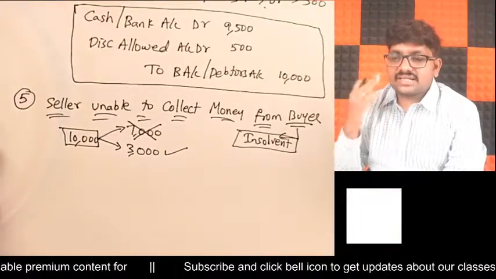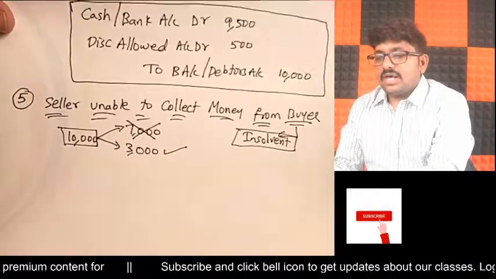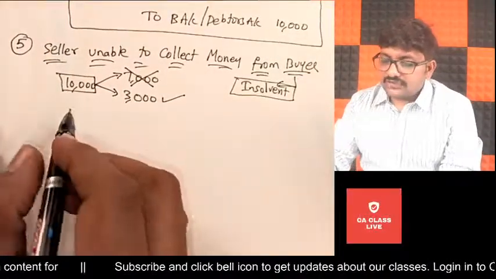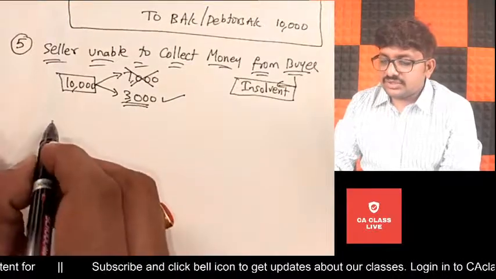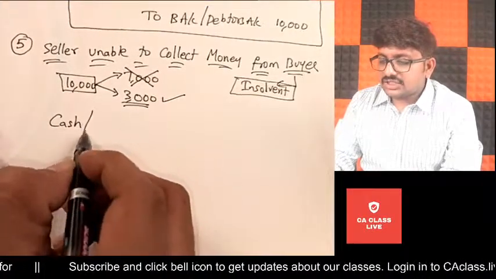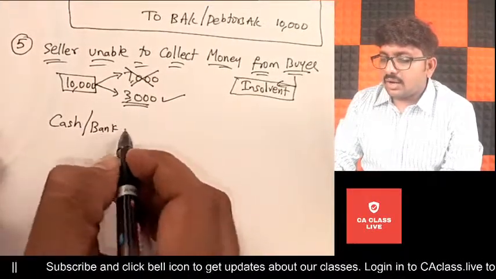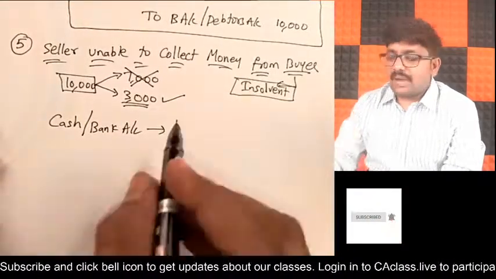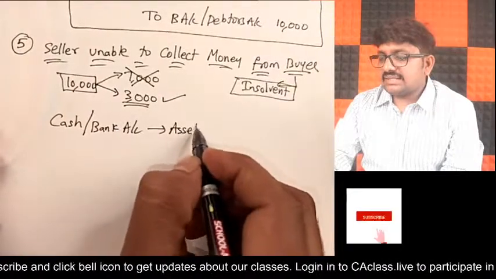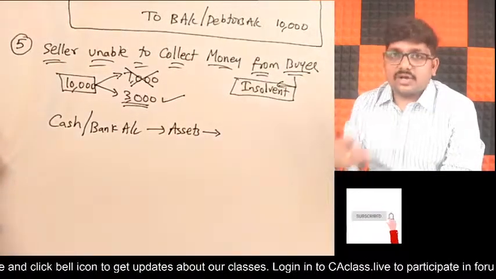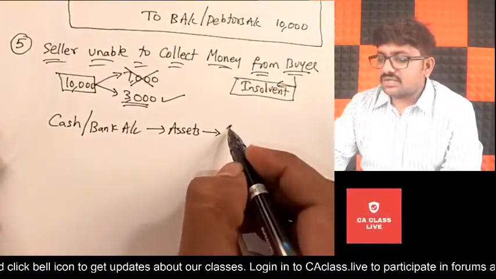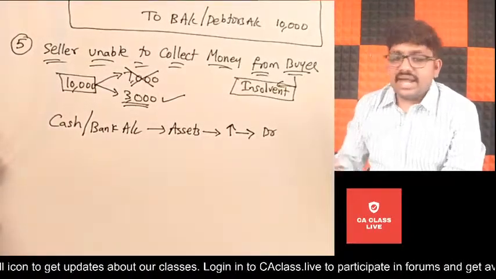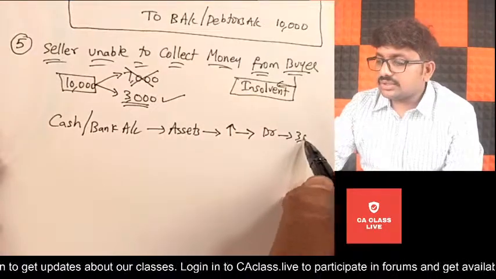In this case, what will be the journal entry, friends? Observe very carefully. First of all, you are receiving the money of 3,000, so your cash or bank account will be affected. Cash or bank is a part of assets. When cash or bank is received, the balance will increase. When assets increase, what should you do? Debit. Debit by how much? 3,000.